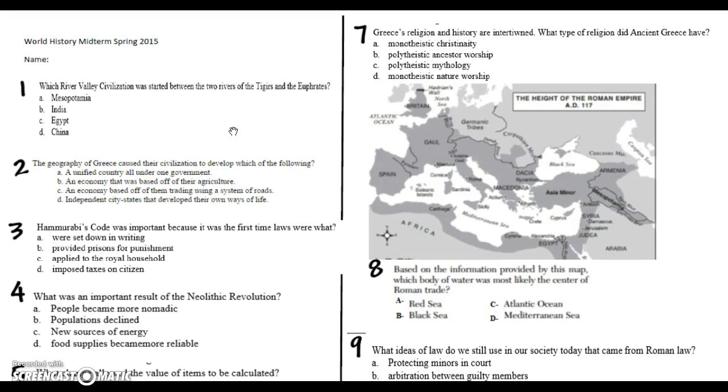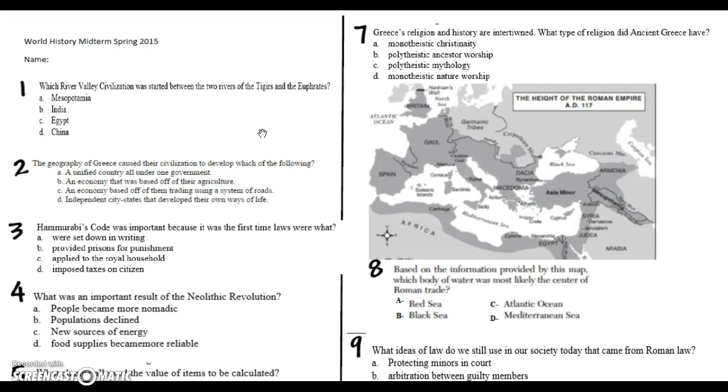Number 2. The geography of Greece caused their civilization to develop which of the following? A. A unified country all under one government. B. An economy that was based off their agriculture. C. An economy based off them trading using a system of roads. D. Independent city-states that developed their own ways of life.